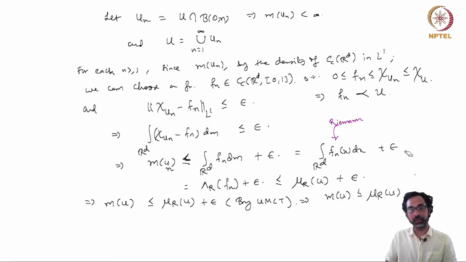So this shows that the Lebesgue measure can be constructed out of the Riemann integral functional, and in this way we can see the Lebesgue integration as a completion of Riemann integration.